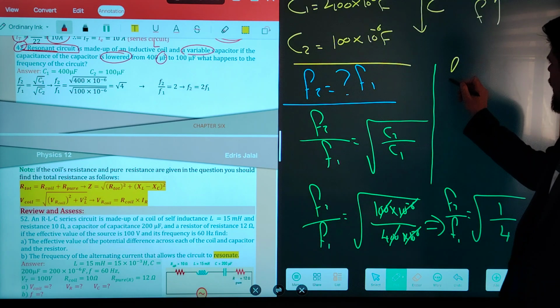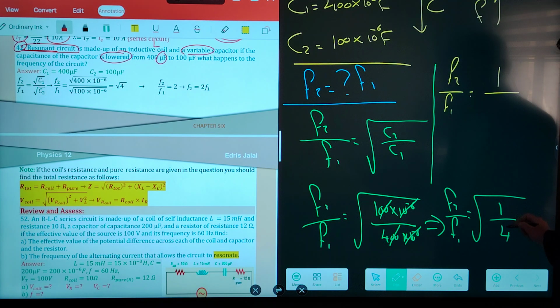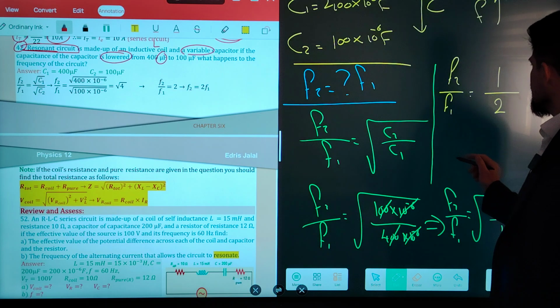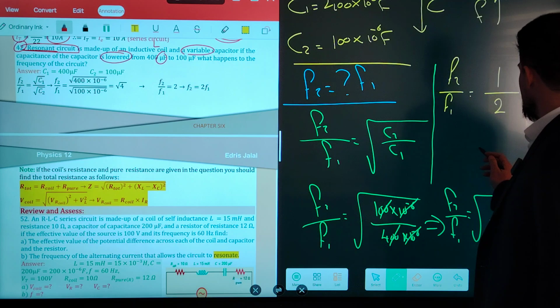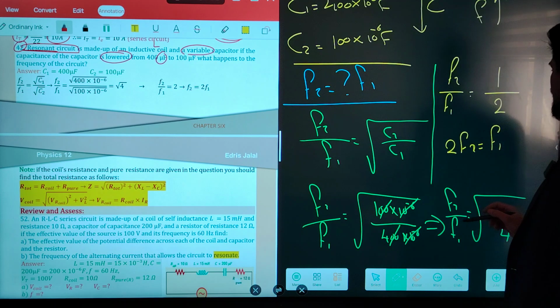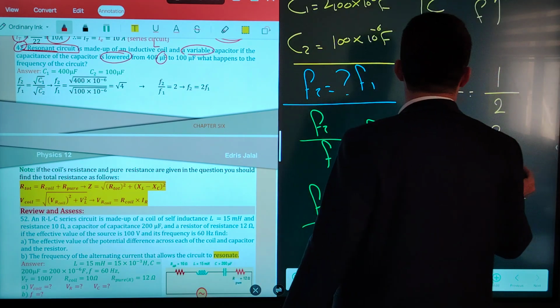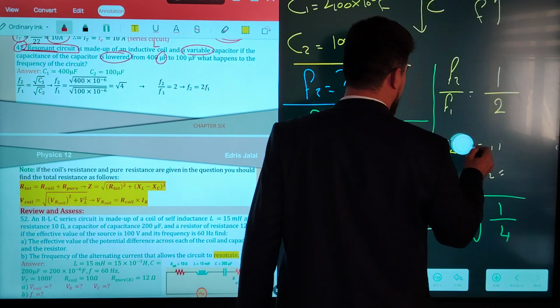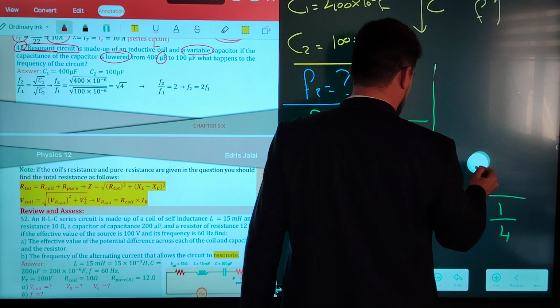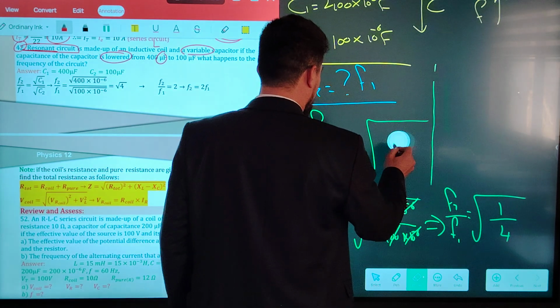Now, F2 over F1 is equal to radical 1 over radical 4, which is 1 over 2. So F1 is equal to what? It's going to be 2 F2, so F2 is equal to F1 over 2. Guys, look. The frequency must increase the second time, or there is something wrong here. C here, no, it should be C1.